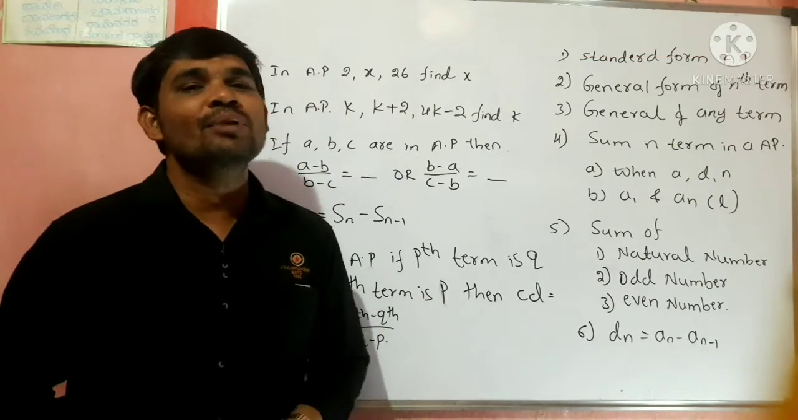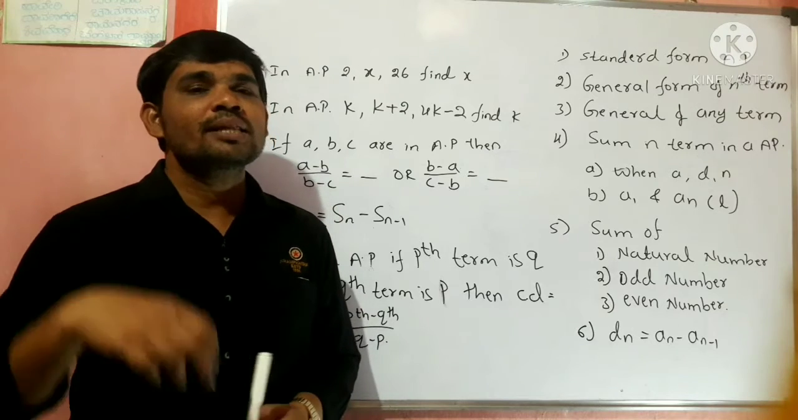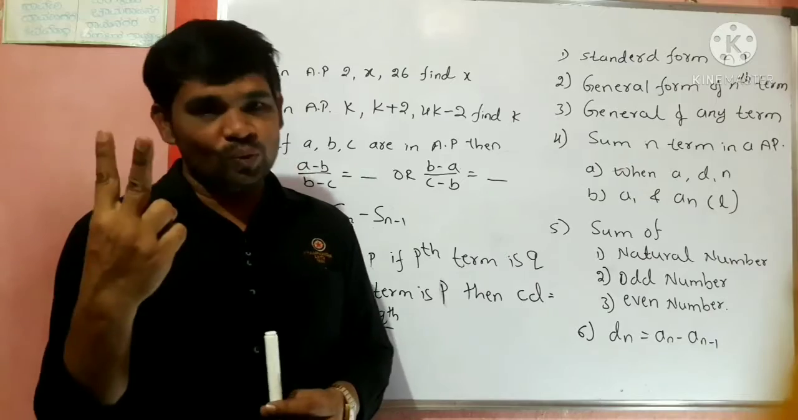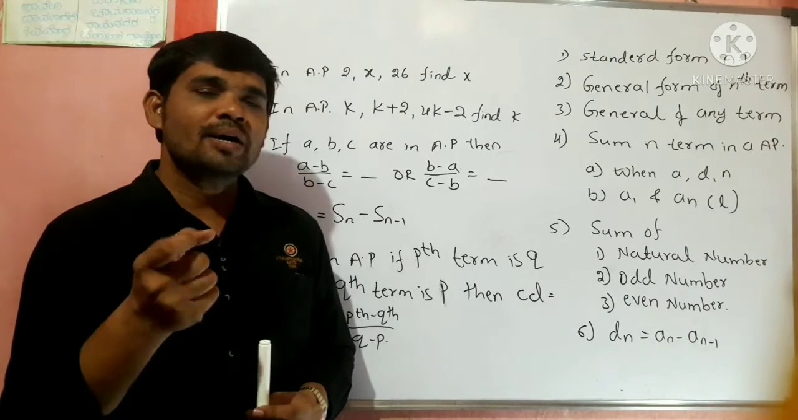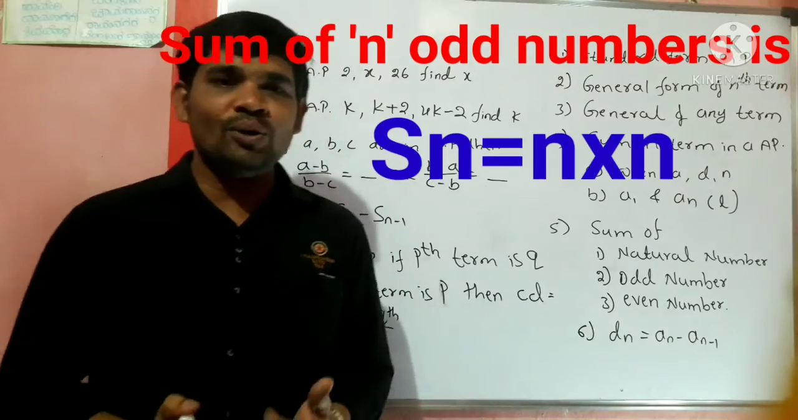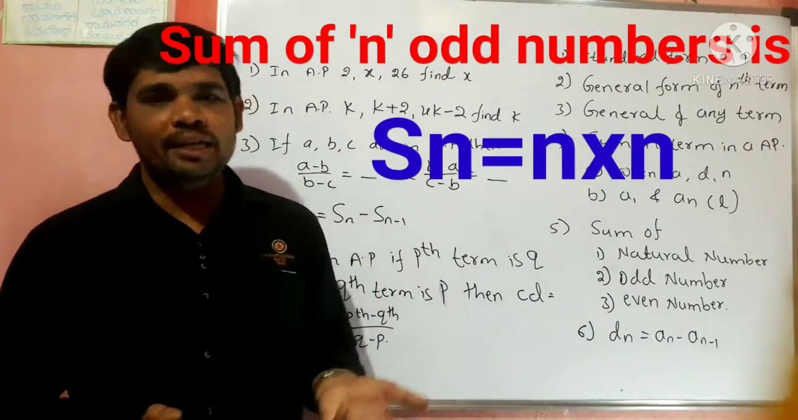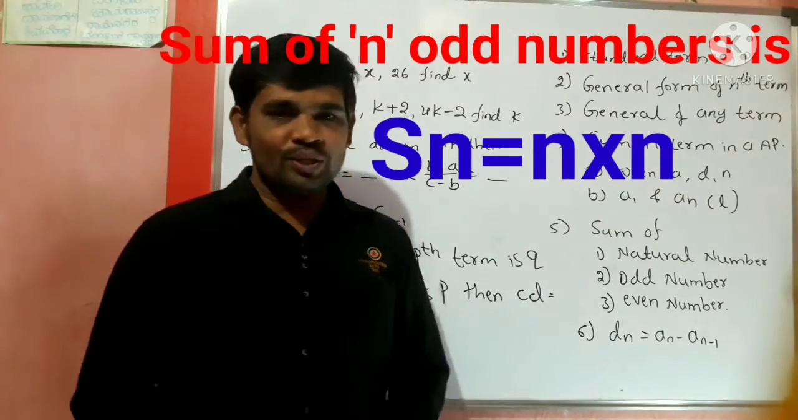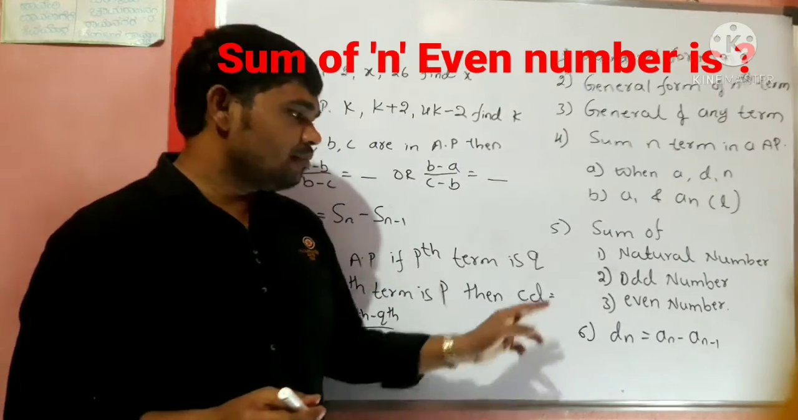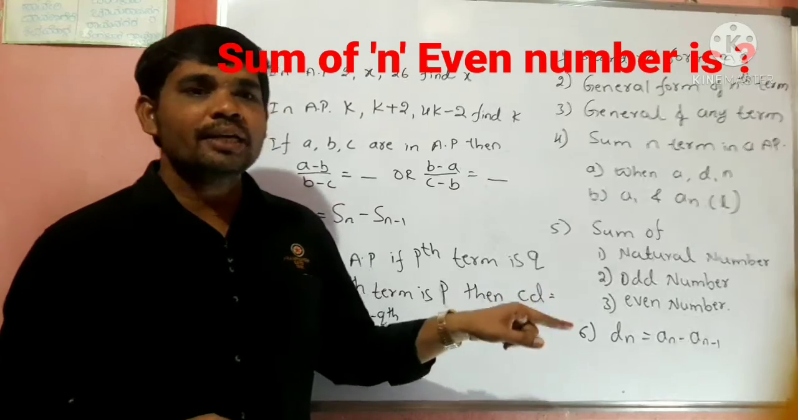You know that odd numbers are also in AP, because the common difference between all odd numbers is 2, so it is also considered an arithmetic progression. So the sum of odd numbers is n into n, or n squared. And one more question, even numbers are also in AP. So the sum of even numbers is n into n plus 1.